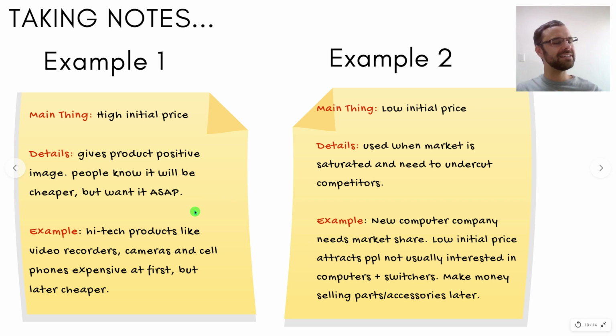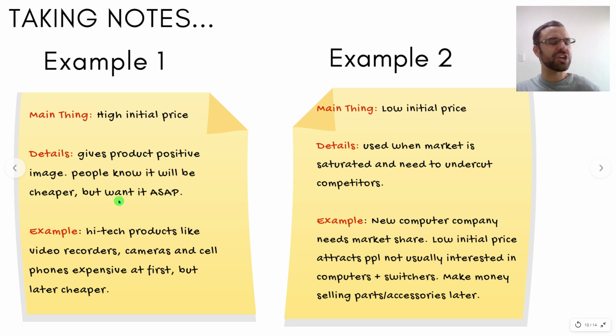All right, so now let's get a little bit more specific to the question at hand. Over here, I've got the first example, and I've got all my notes about that. I start by taking a quick note about what I like to call the main thing. Now, I know thing is kind of a stupid word, but sometimes it's a feature, sometimes it's a characteristic, sometimes it's a decision. So I'm just calling it a thing. The main thing in this case is a high initial price.